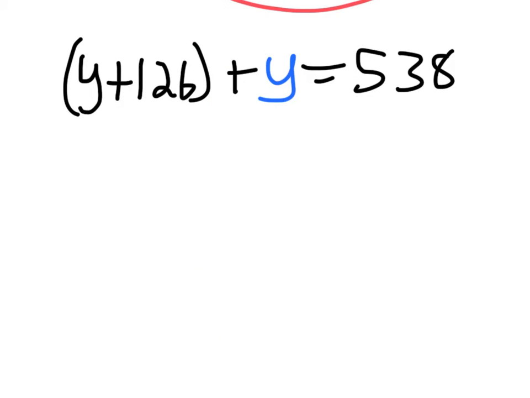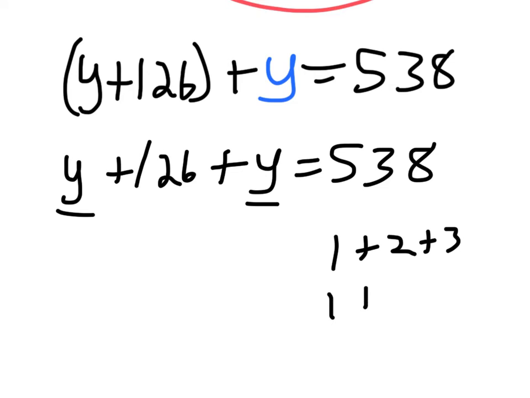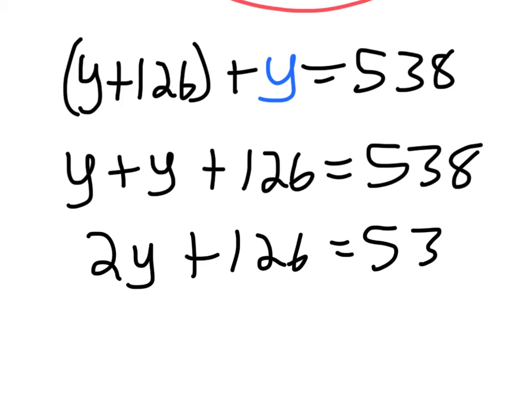So now solving that equation that I modified, you don't really need the parentheses because there's no number in front of it. So we can just say Y plus 126 plus Y equals 538. And now since we have Y plus Y, it doesn't matter which order you add things. 1 plus 2 plus 3 is the same thing as 1 plus 3 plus 2, which is the same thing as 3 plus 2 plus 1. Doesn't matter which order you add, so I'll rearrange it so the Y's are next to each other. Y plus Y makes 2Y. And I think you guys know what to do from here.